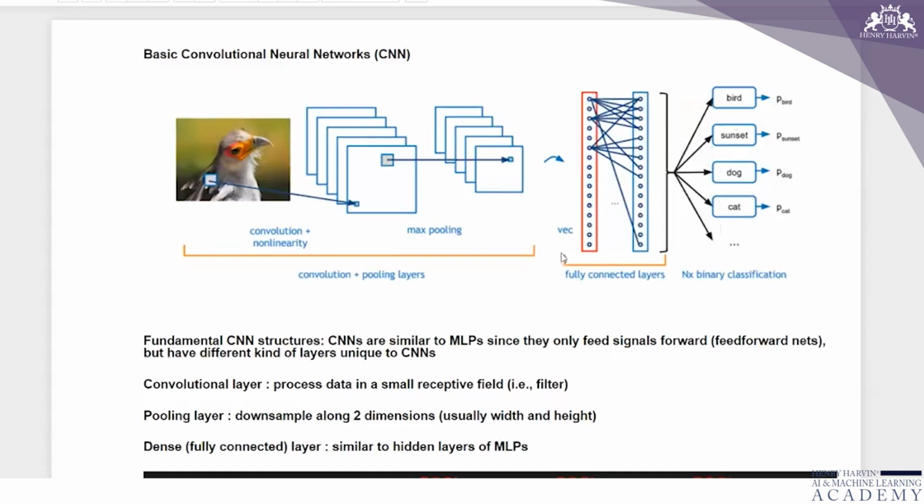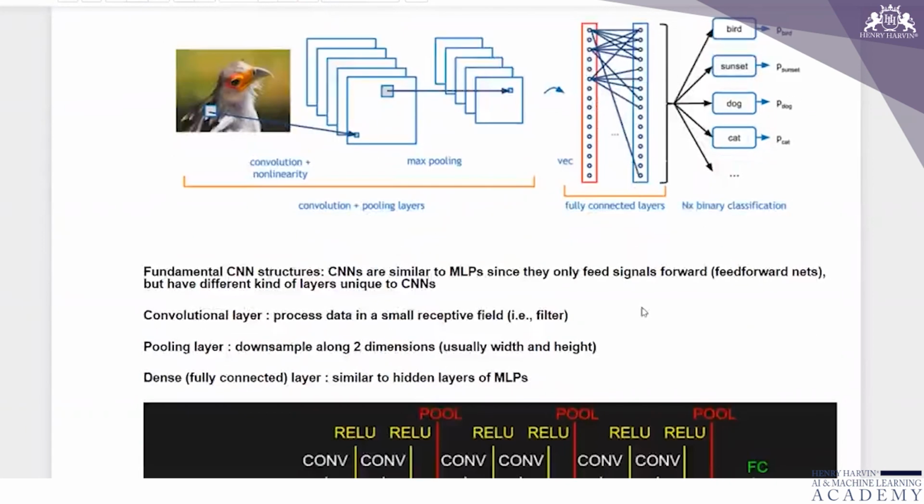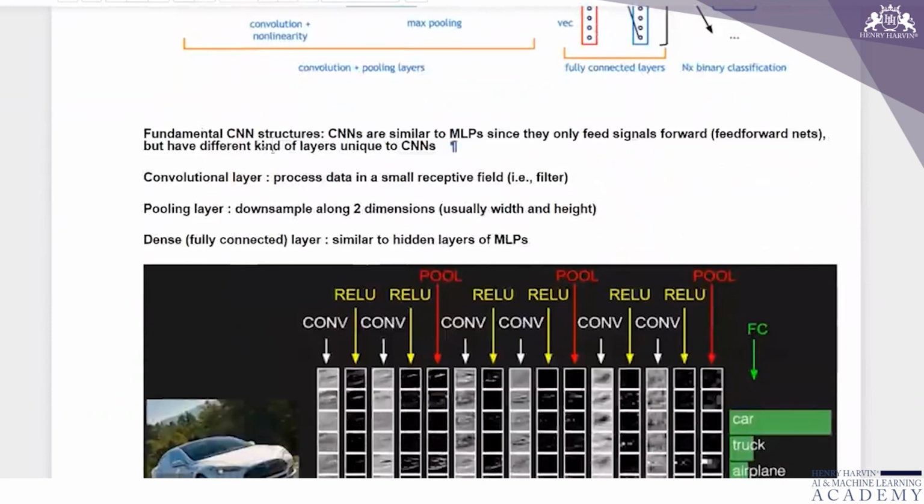So in this case, eventually what we expect is that it should be a bird, right? The probability of the bird should be higher so that we can say that the model is predicting correctly, right? So what are the fundamental CNN structures?